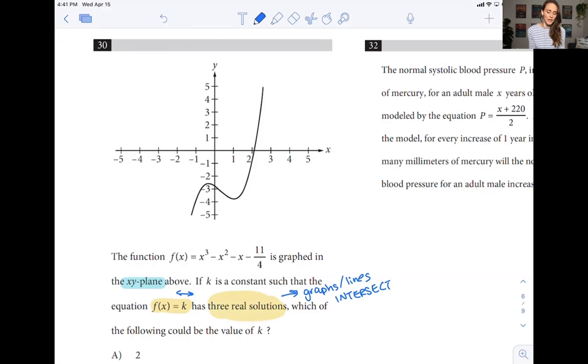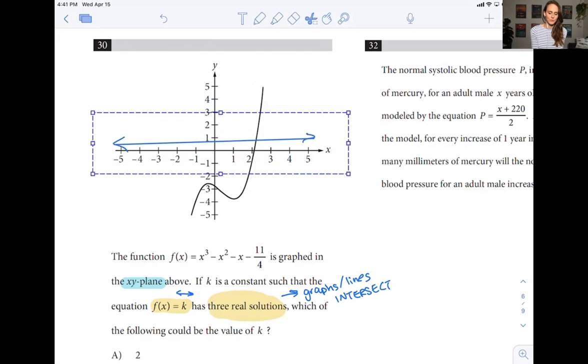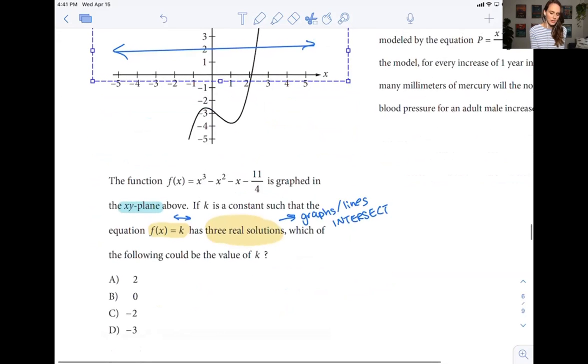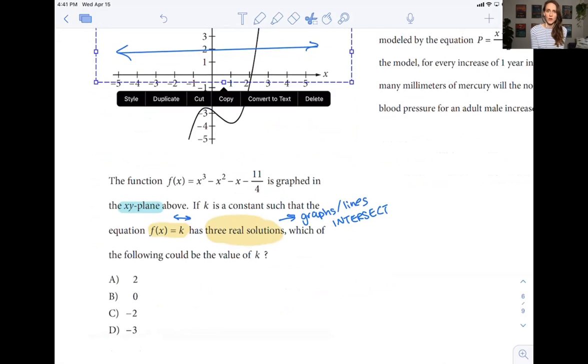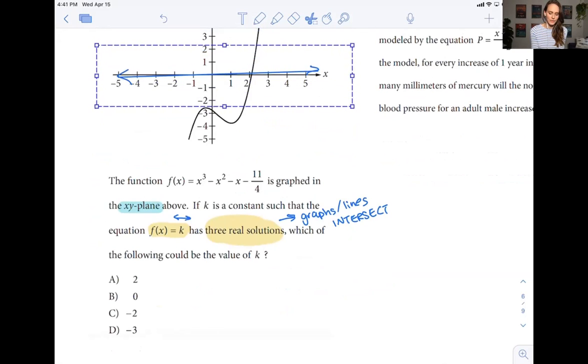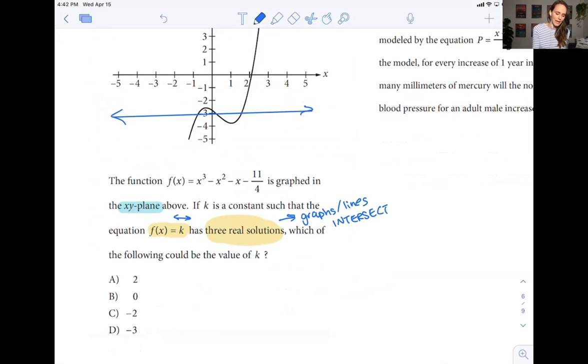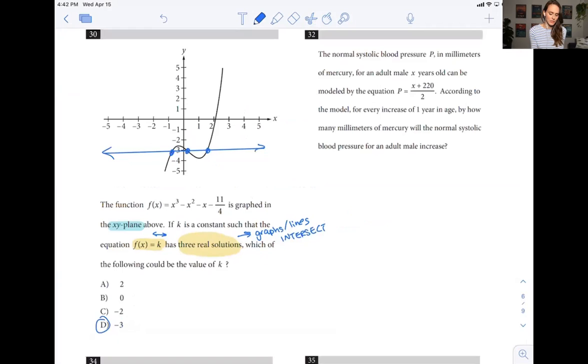So we need to figure out where we could draw our horizontal line on this graph. Let's draw our horizontal line and have it intersect that existing little squiggly line, that polynomial, 3 times. I'm going to move it around, and let's test out each of these answer choices. At 2, it only intersects that graph 1 time, so it can't be that. At 0, it only intersects once. At -2, only once. Ooh, at -3, we have 1, 2, 3 solutions. So it's going to be D as our answer here.